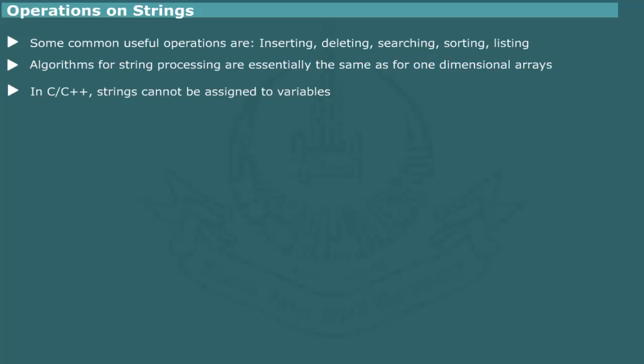In C, for example, strings cannot be assigned to a variable. Instead, library functions are used for copying and comparing strings. For this purpose, the header file string.h needs to be included in the actual implementation.